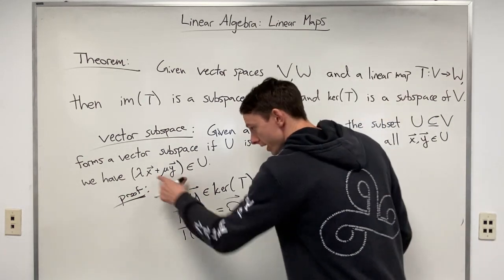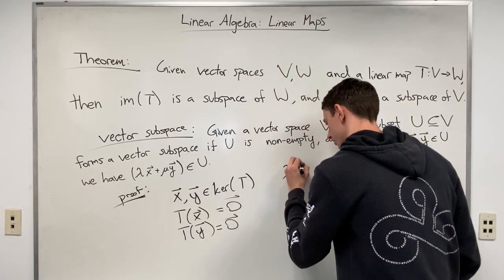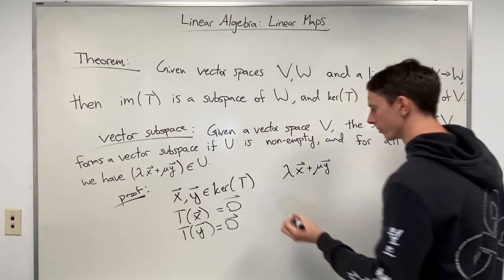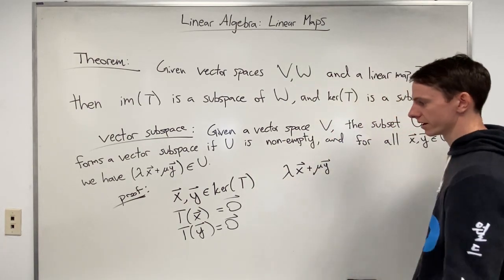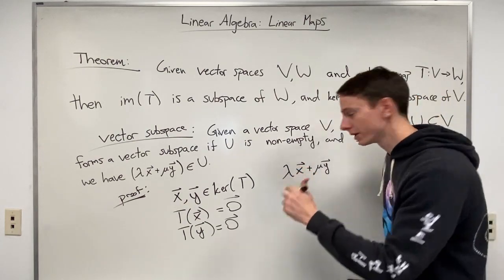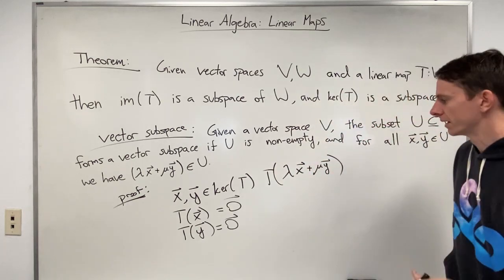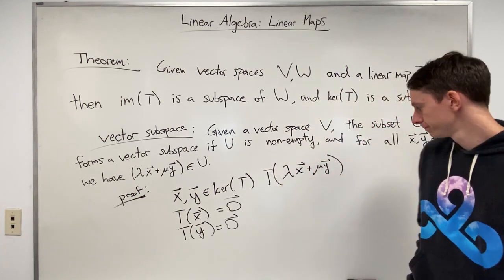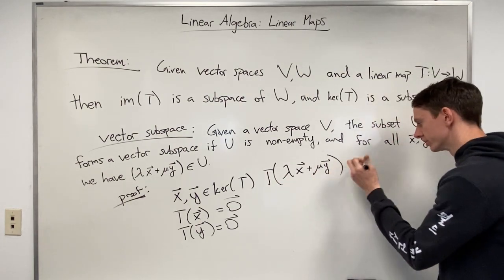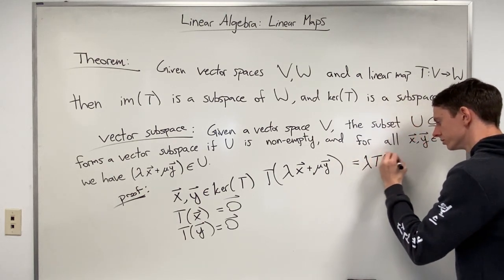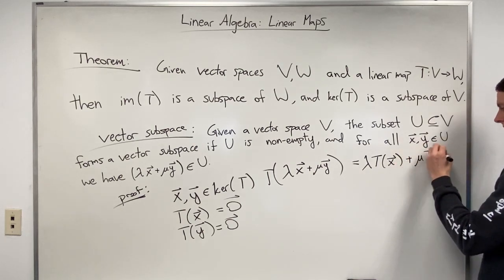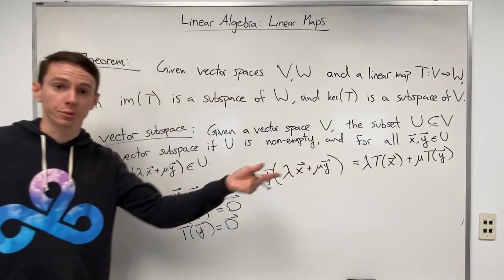So let's do that. Let's write out that linear combination. So we're going to have lambda x plus mu y. And we would ideally like to show that when we apply t to this, we get the zero vector. So let's see what happens when we apply t to this vector. Well, we know that t is a linear map. So if t acts on a linear combination of inputs, we will in turn get a linear combination of outputs. So this is going to equal lambda t of x plus mu t of y, just again, according to what it means to be a linear map.